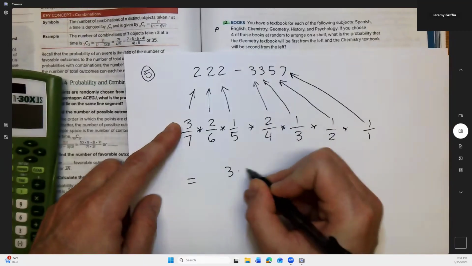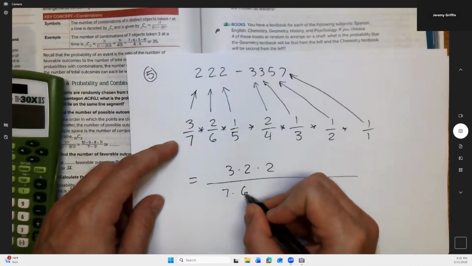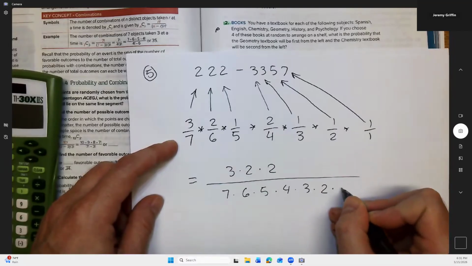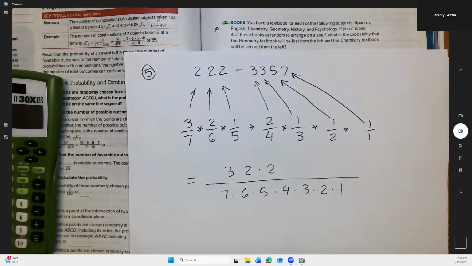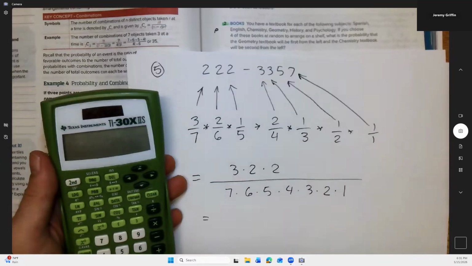So this would be 3 times 2 out of 7, 6, 5, 4, 3, 2, 1. This is 7 factorial, right? Anyway, let's go solve the rest of this here.